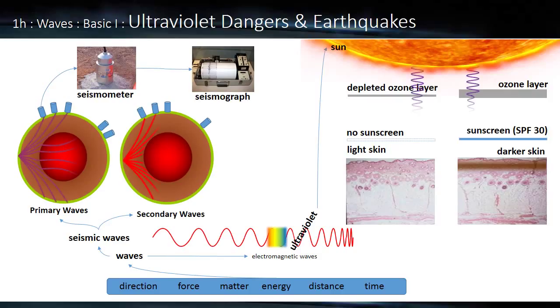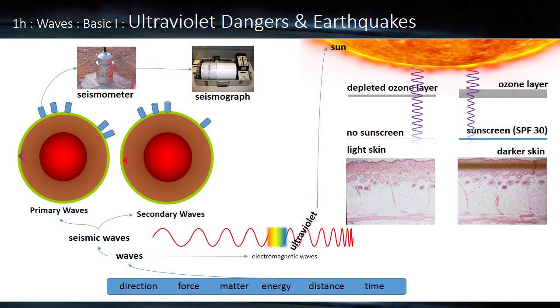This is Unit 1H. It deals with ultraviolet dangers and earthquakes. So we're dealing with energy again and the wave form of energy. Seismic waves are the waves generated by earthquakes. There are two kinds of waves, primary waves and secondary waves, and as the animation shows, they behave differently.